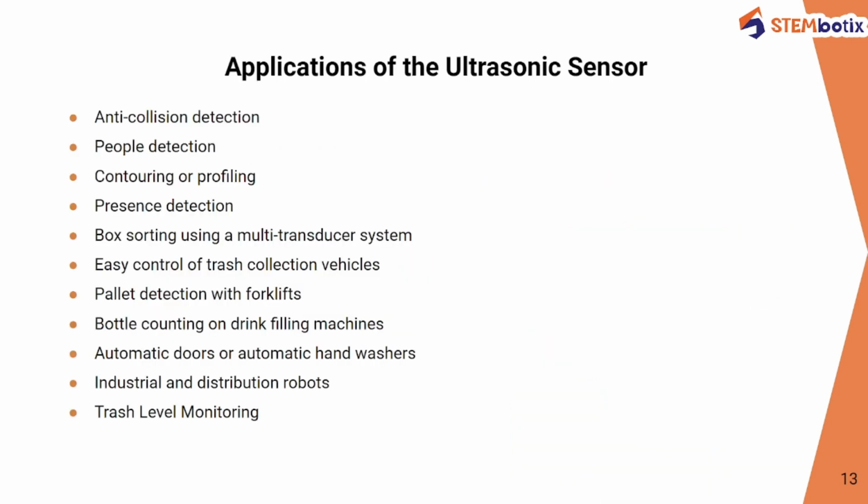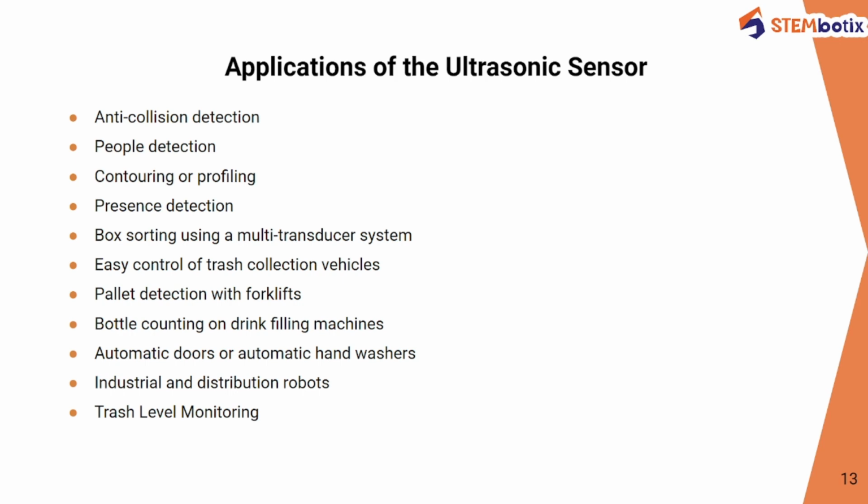So these are the applications of the ultrasonic sensor. An ultrasonic sensor can be used in anti-collision detection, people detection, counting and profiling, presence detection, box sorting using a multi transducer system, easy control of trash collection vehicle, pallet detection, bottle counting on drink filling machine, automatic doors or automatic hand washers, industrial and distribution robots, and trash level monitoring. So these are some examples of the application of the ultrasonic sensor.